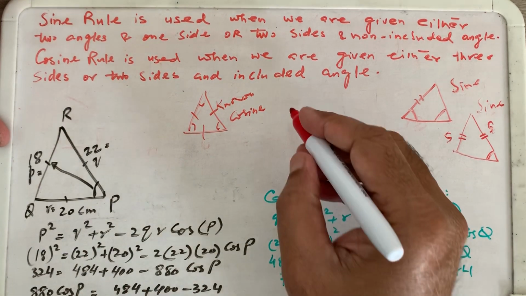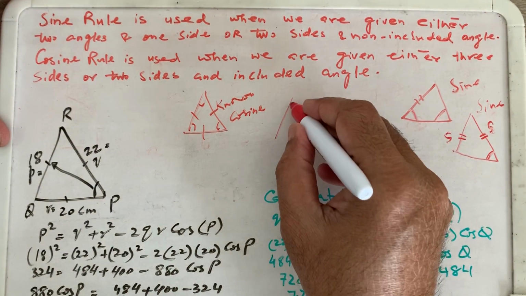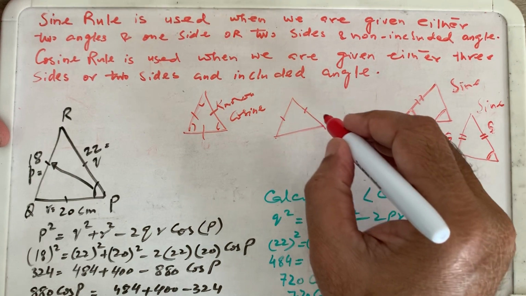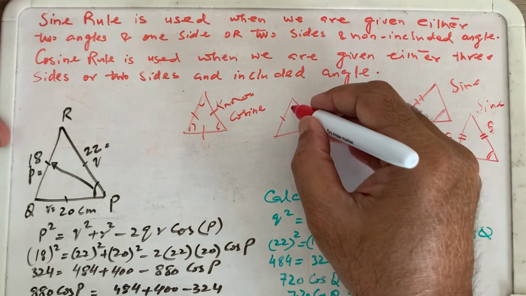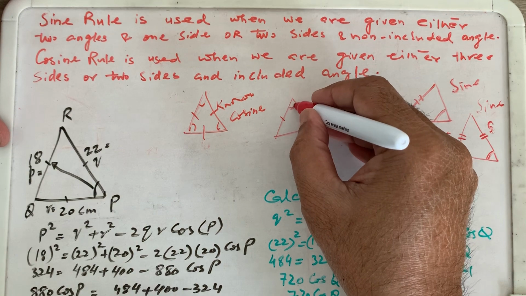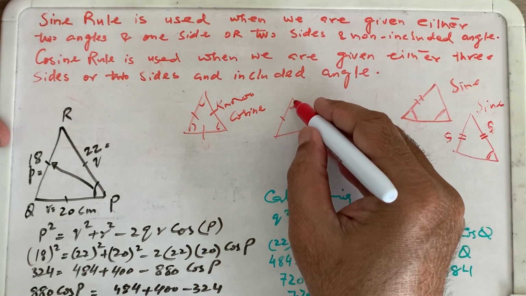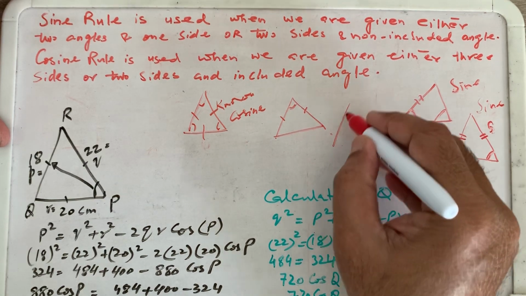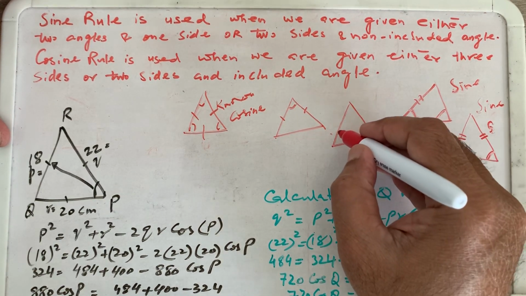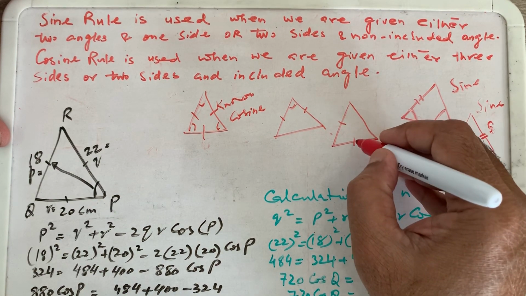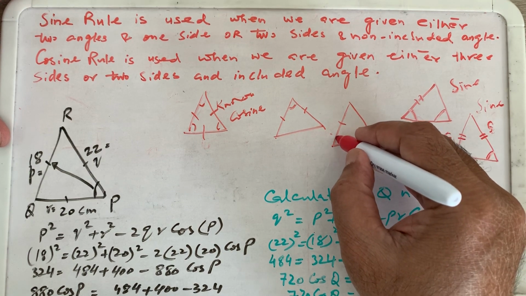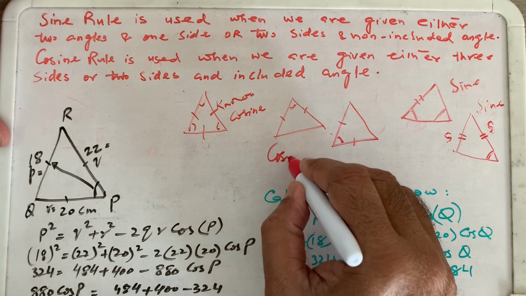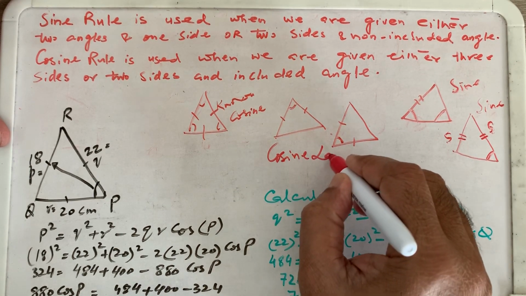Or 2 sides are known, this side is known, and their included angle is known. So the included angle is this. 2 sides and the included angle. These 2 sides are known, and this is the included angle. So whenever the included angle is known with the 2 sides, we use cosine law.